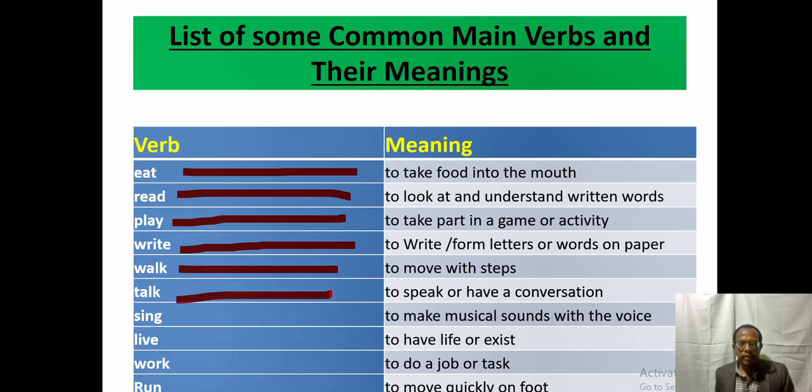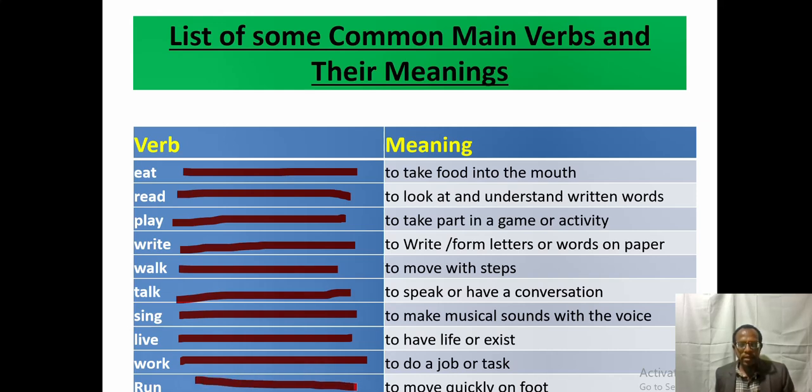And talk. This is to speak or have a conversation. And sing. This is to make musical sounds with the voice. And live. This is to have life or exist. And this is work. So its meaning is to do a job or task. And then run. This is to move quickly on foot. So this is the list of verbs, and here is their meaning. So you should study these common main verbs, and you should try to use them in your day-to-day communication.